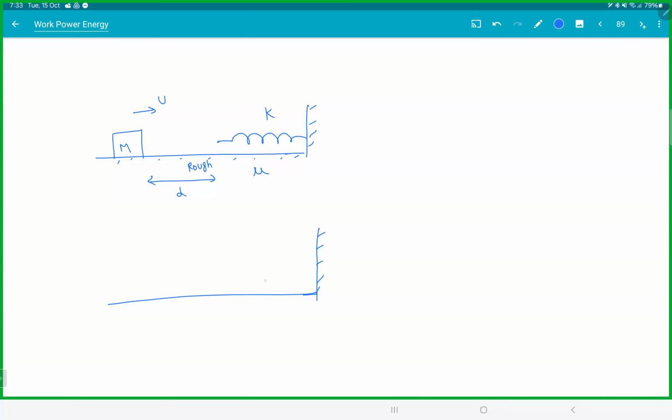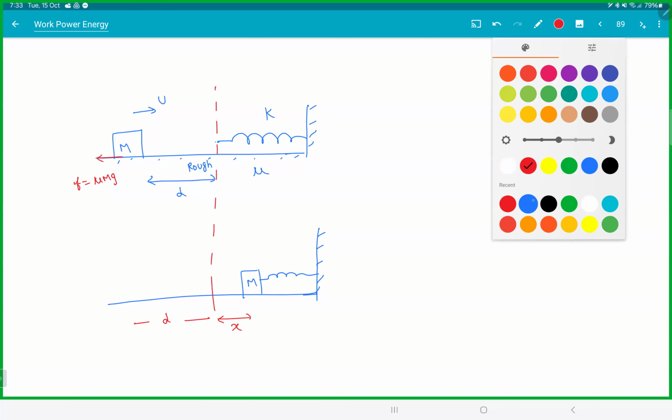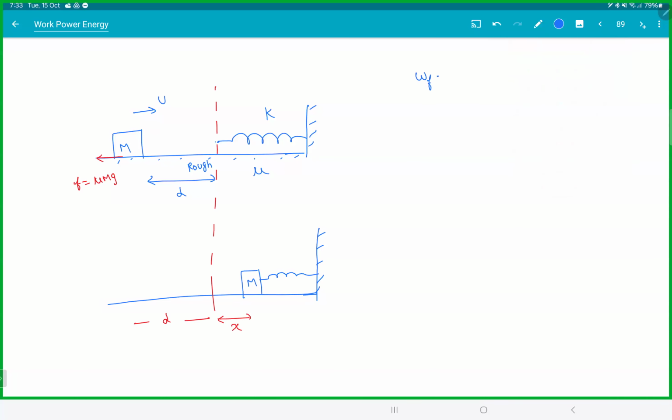So when this block hits here, this is the scenario. The block will hit somewhere here and stop. From this position, let's say the block has traveled an extra distance x. Now remember, during this entire process, friction is acting backward, mu mg. You cannot conserve energy. There is work done by friction. So work done by friction is minus mu mg (d plus x). Be careful, it is not mu mg d. That is one mistake people make.